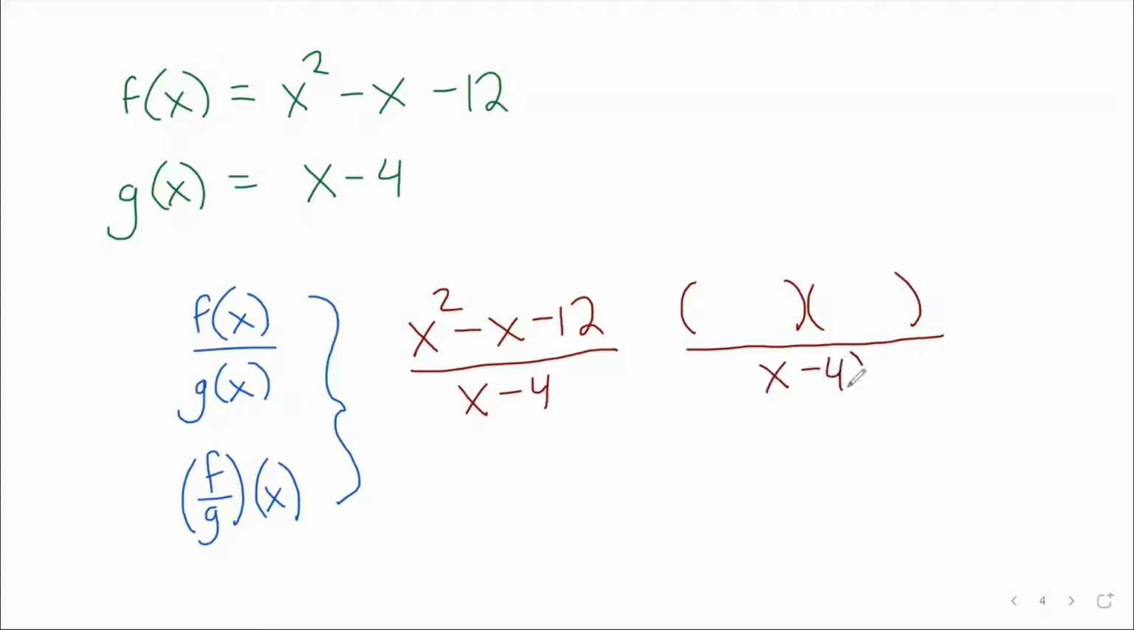Keep that x minus 4 on the bottom. Okay, so things that multiply to negative 12 and add to negative 1, yeah, that works. Negative 4 and positive 3. And these two factors cancel. And so the final answer to this would be x plus 3.